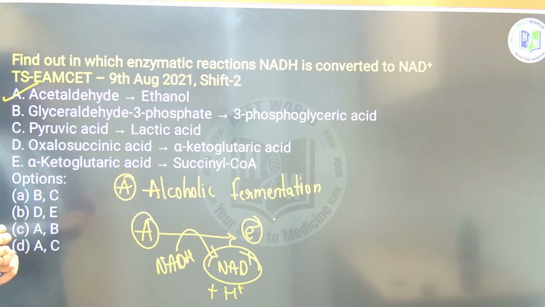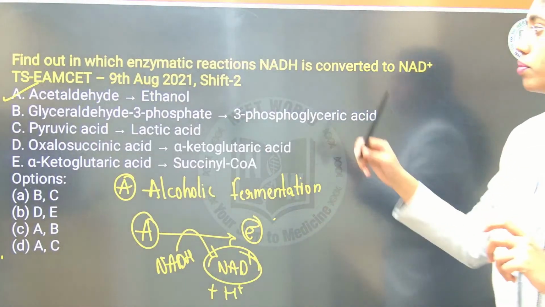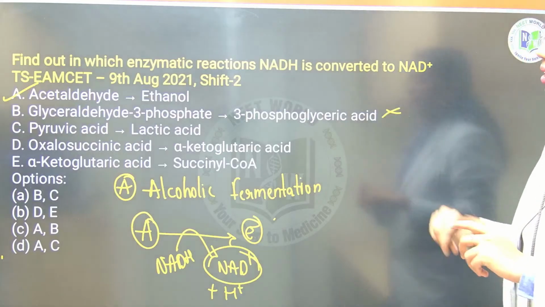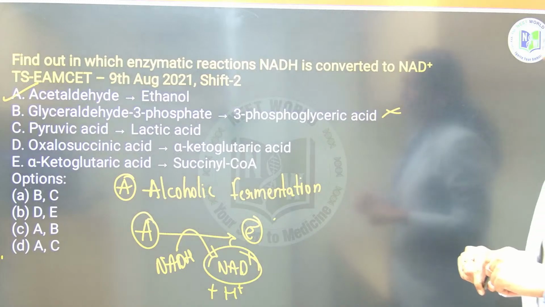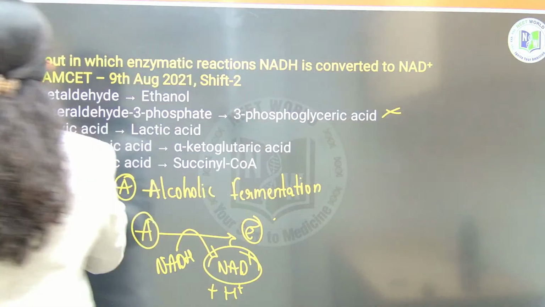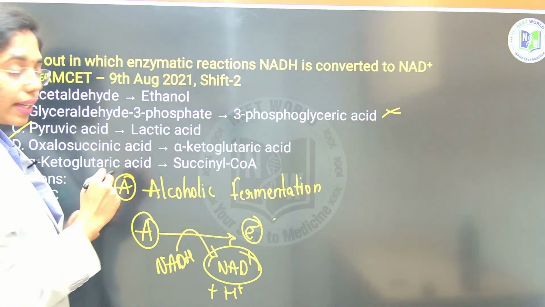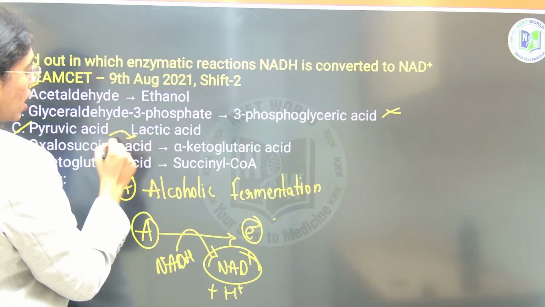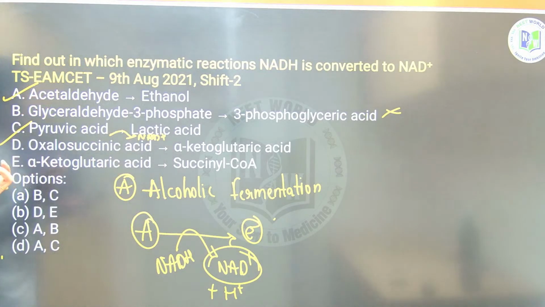Glyceraldehyde 3-phosphate to 3-phosphoglyceric acid. Here nowhere is NADH converting from G3P to 3-phosphoglyceric acid. Next, pyruvic acid to lactic acid again, yes, right. Pyruvic acid to lactic acid also, which is anaerobic respiration. Here by the enzyme lactate dehydrogenase, NADH is converted to NAD plus, and NAD plus serves as reducing equivalent for the process of glycolysis.